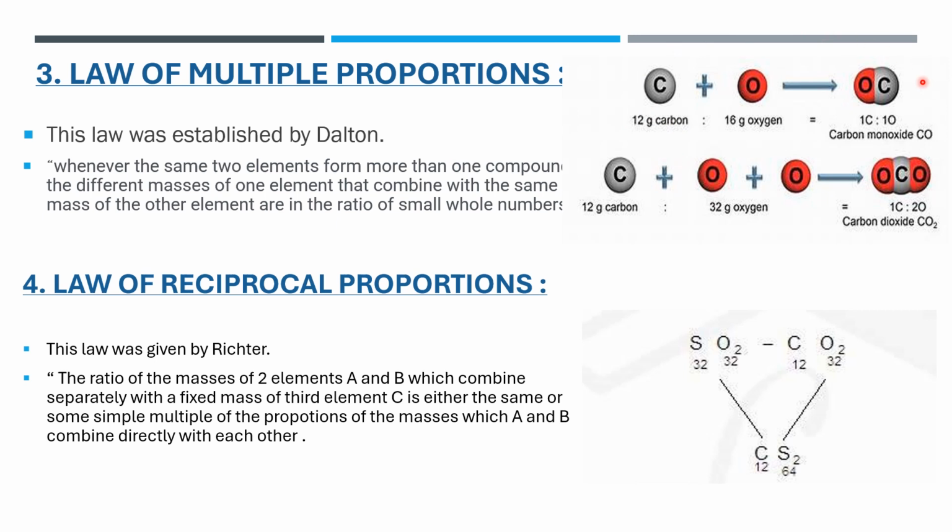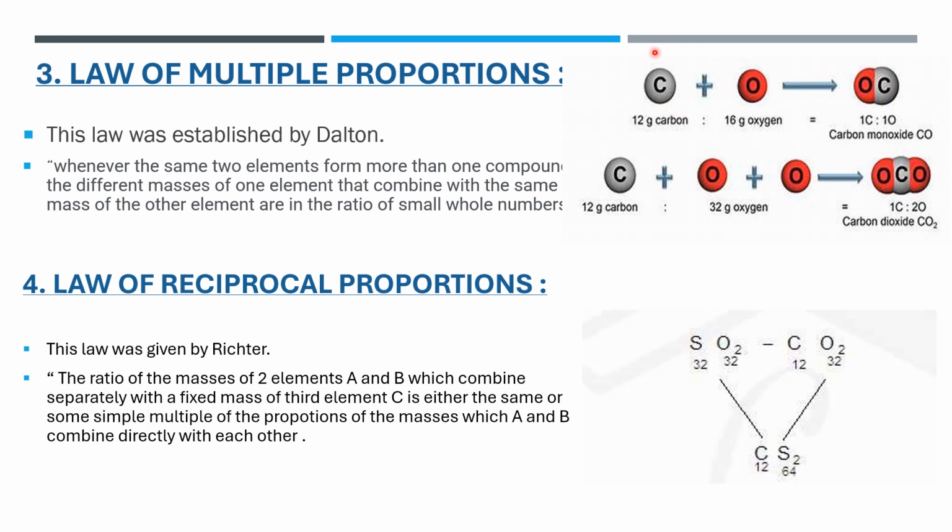Here, I have taken carbon monoxide and carbon dioxide as an example. You can see what happens. The elements of the same compound, right? CO is carbon monoxide, CO2 is carbon dioxide. So the same two elements form more than one compound, having different masses. Carbon and oxygen have different masses according to their atomic number and weight.